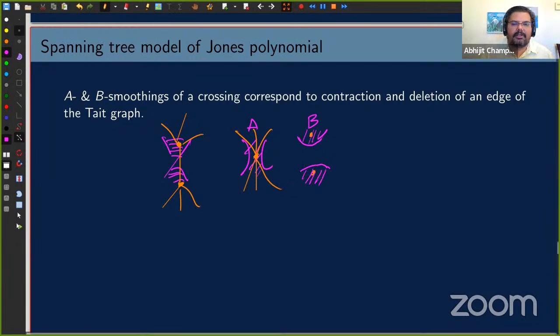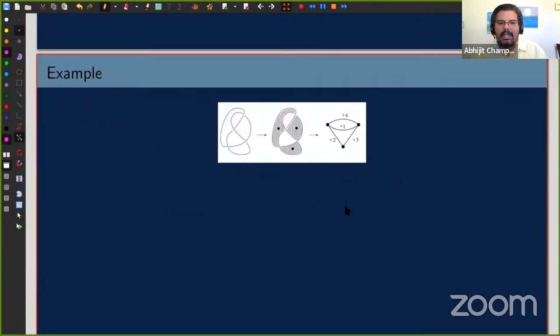This is how the coloring is. So what this is? This is contraction and deletion. That is what they correspond to on the Tait graph, a contraction and deletion.